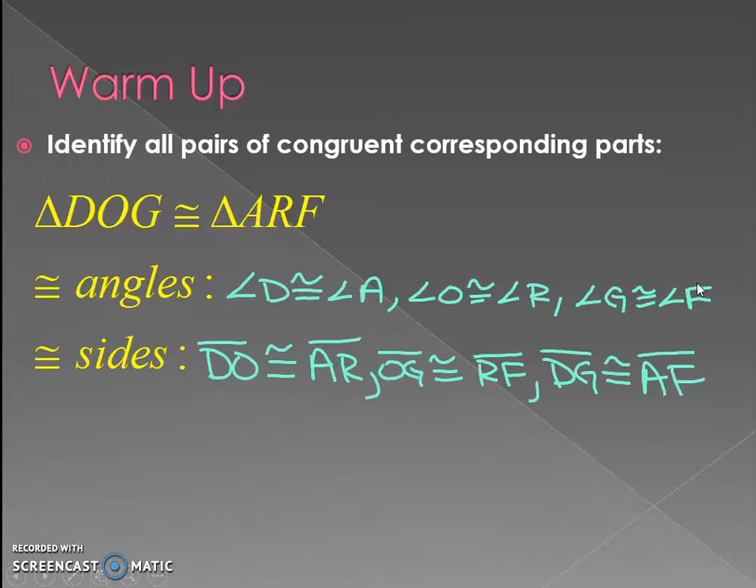So you can actually draw a triangle. And when you do sides, you want to draw triangles. So DO is congruent to AR. OG is congruent to RF. And DG is congruent to AF. So you can draw a triangle and write 3 angles and 3 sides. They're congruent.